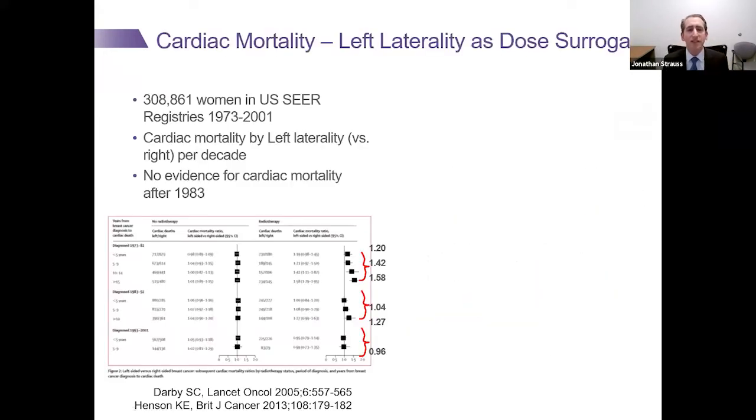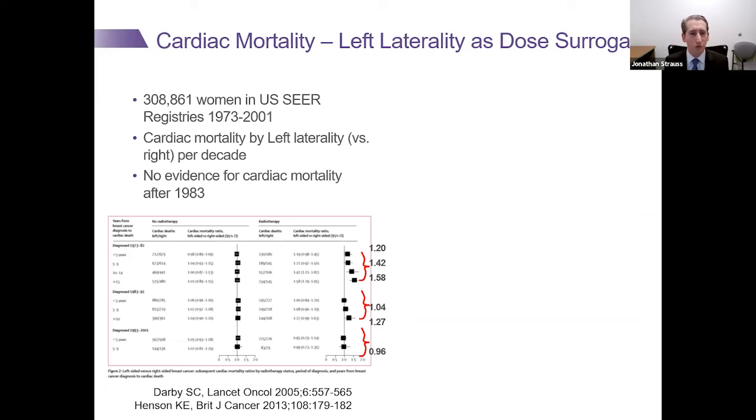So what we see on a population basis is a very similar phenomenon. In this case, we can look at the SEER database and see about 308,000 women in the United States who were treated with breast radiotherapy. And then we can look at the rate of cardiac mortality, and we use left laterality as a surrogate for dose. In other words, patients who were treated to the left breast get considerably more heart dose than those treated to the right breast. And so we can use that as a surrogate for about how much dose they got.